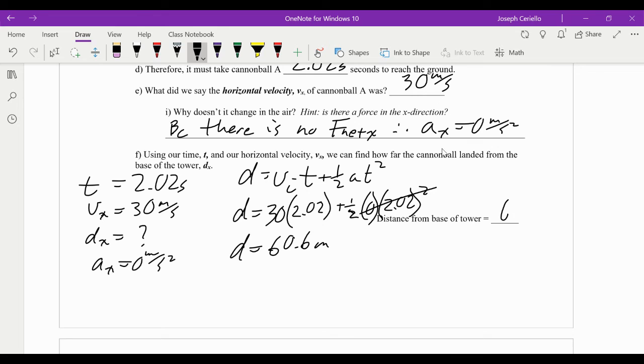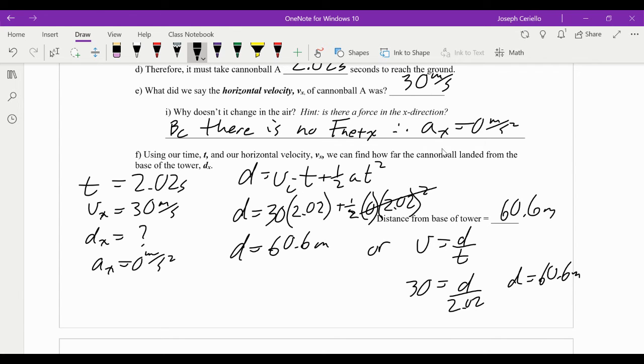The other way to do this one is to use the equation v equals d over t. So v equals d over t is going to be 30 equals d over 2.02. And d also comes out to be 60.6 meters. Okay, so one key thing about this equation, v equals d over t: this is the only equation you can use in the x direction. It is only used in the x direction. You will never use this equation in the y direction. You will use no other equation in the x direction.